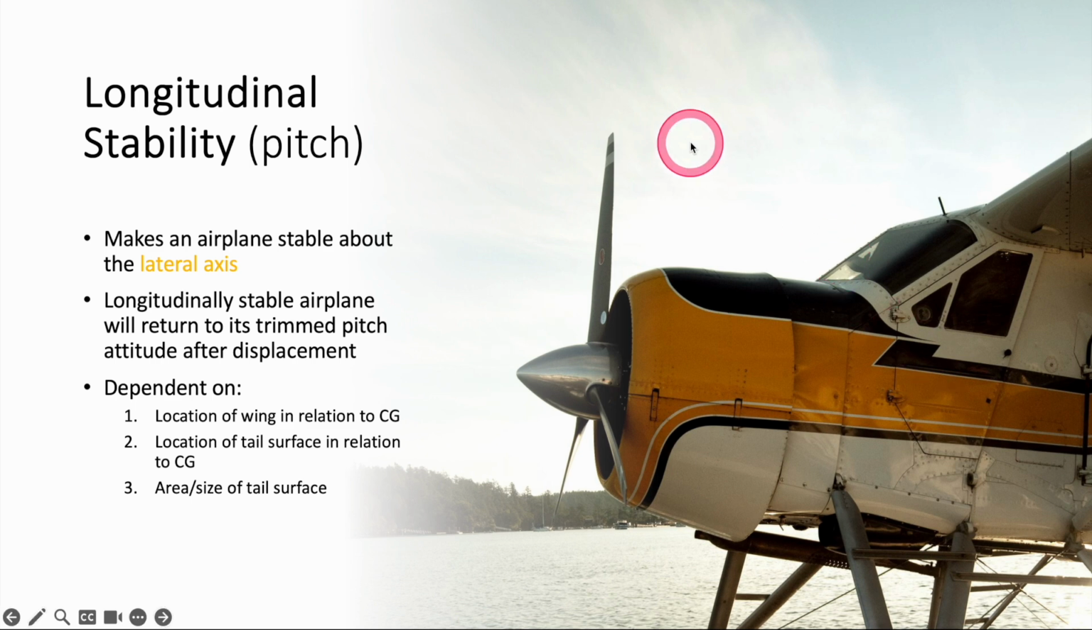So longitudinal stability, or pitch. This is the one that we were talking about with static and dynamic stability. This is on the longitudinal stability on the lateral axis, so this way. It's going to be dependent on these three things right here. Location of the wing relative to the center of gravity, location of the tail surface in relation to the center of gravity. So how far is the tail away from your center of gravity?